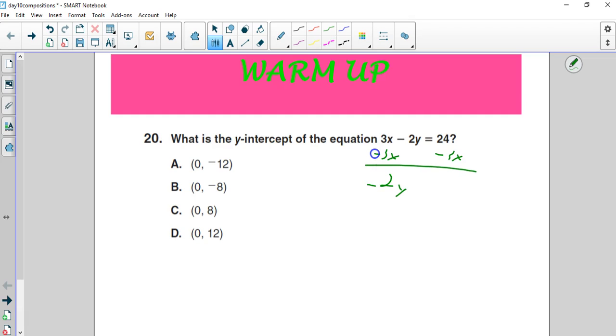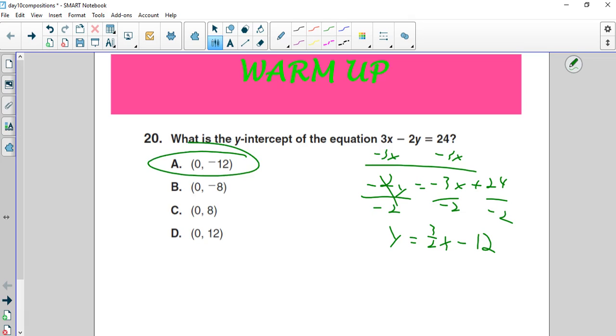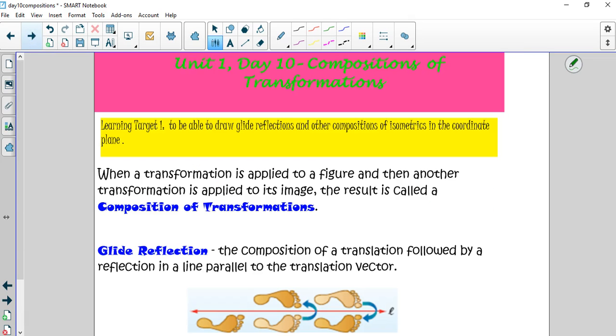We get negative 2y equals negative 3x plus 24. We have to get y by itself, so we divide everything by negative 2, which gives me y equals positive 3 halves x, 3 halves is the slope, minus 12. So the y-intercept is (0, negative 12).